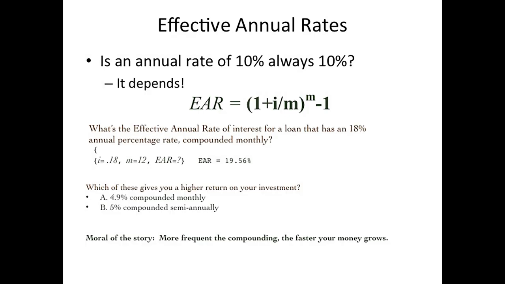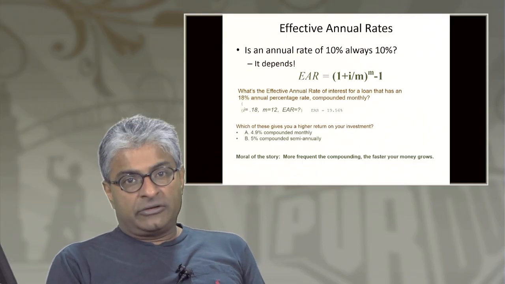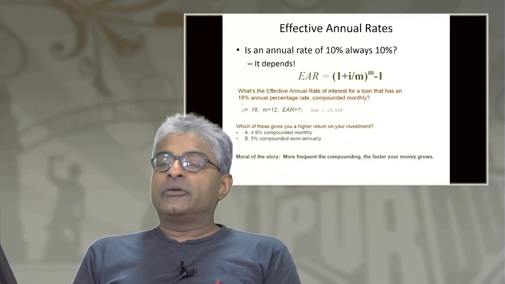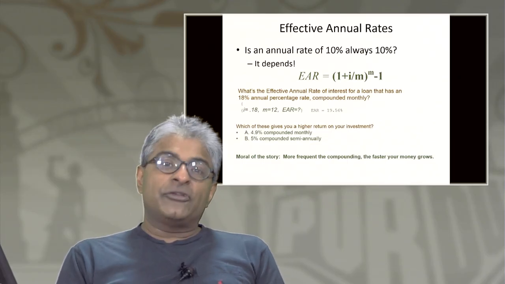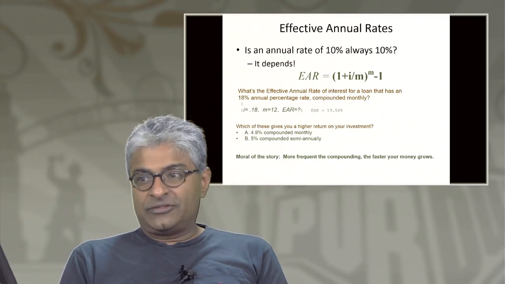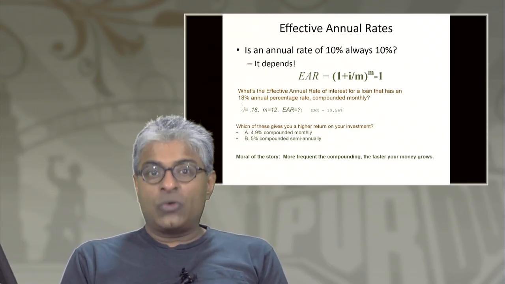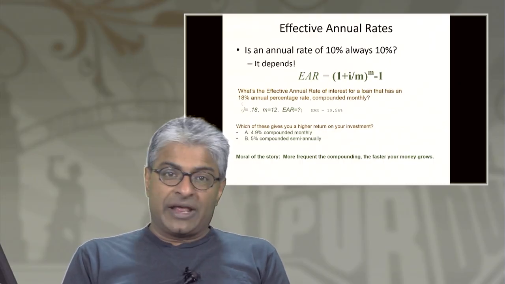The moral of the story, once again, that I want to harp on is that the more frequent the compounding, the faster your money grows. So if it's an investment scenario, where obviously you want your money to grow as fast as possible, the greater the compounding frequency, the better it is for you. If you're on the other side of the coin and the lender is imposing this on you, then obviously it makes the loan that much costlier for you when you're at the receiving end of this.